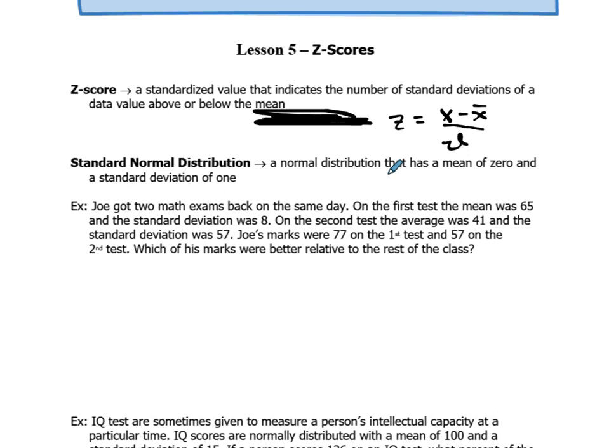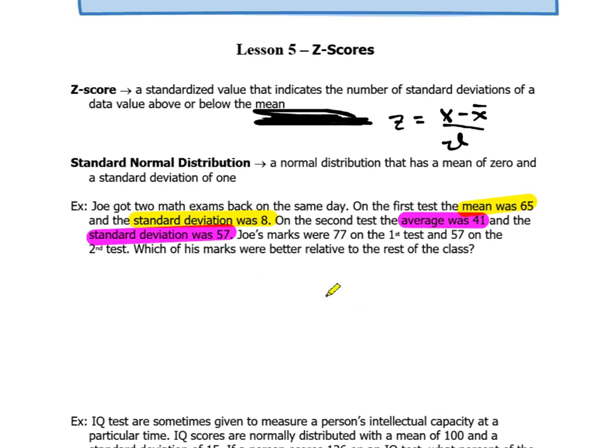So example number 1 states that Joe got 2 math exams back on the same day. On the first test, the mean was 65 and the standard deviation was 8. On the second test, the average was 41 and the standard deviation was 57. So important information so far is that the mean of the first one was 65 and it had a standard deviation of 8. The second one had an average or a mean of 41 and a standard deviation of 57.